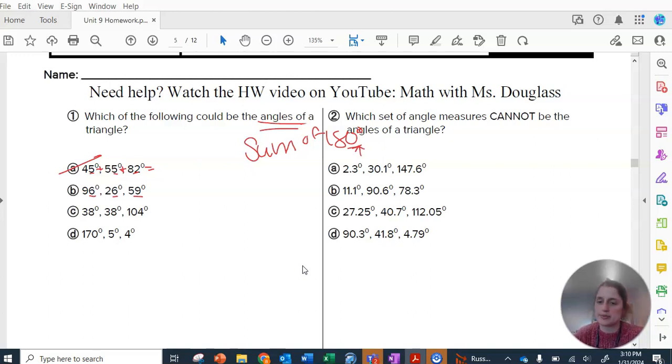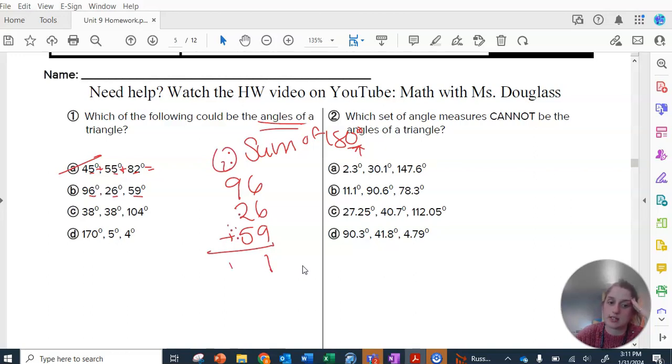Now, is this the only strategy? Absolutely not. You can fully add them. 96 plus 26 plus 59. 6 and 6 is 12, plus 9 is 21. 9, 10, 11, 12, 13, 14, 15, 16, 17. And there's your proof. It is not 180, so you've got to keep checking. There is no way that I will accept you turning this in with only an answer circled. Whether it's small annotations or full addition, you need something on the page. Otherwise, I am going to assume that you either guessed or did it on a calculator, which you're not supposed to be doing. So you have to put some work on the page.